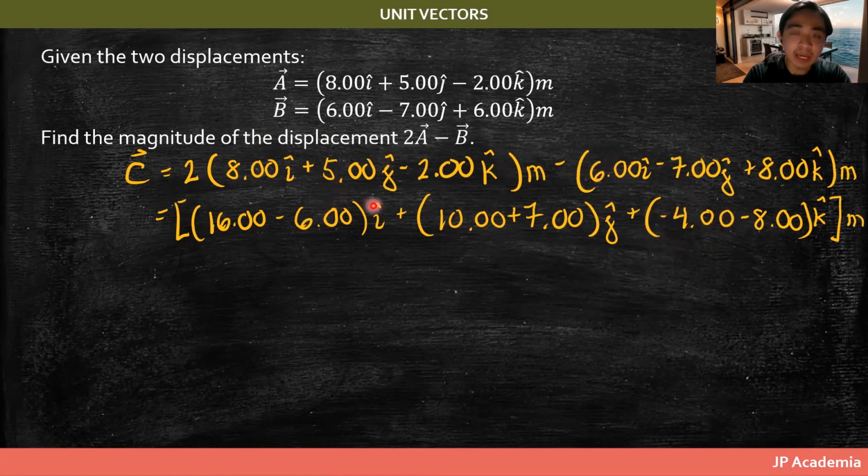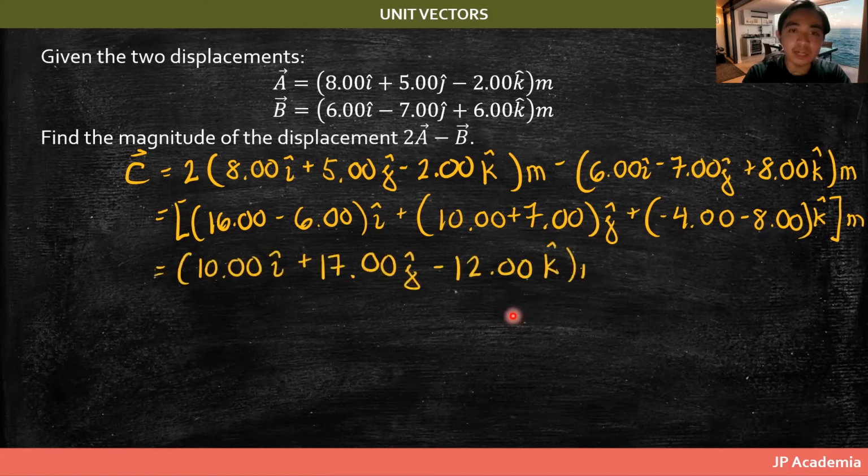Then pag samasamahin lang natin, i-group natin yung bawat components ni A and B. So we have 16 minus 6 i hat, quantity 10 plus 7 j hat, plus this quantity negative 4 minus 8 k hat, or yung z component natin. Ngayon, after yan, madali na lang to, straightforward. Add mo sila or subtract mo, then you have 10 i hat plus 17 j hat minus 12 k hat. And ito yung pinaka-vector C natin for this case. Ito yung displacement. Yung sagot nitong operation na to.